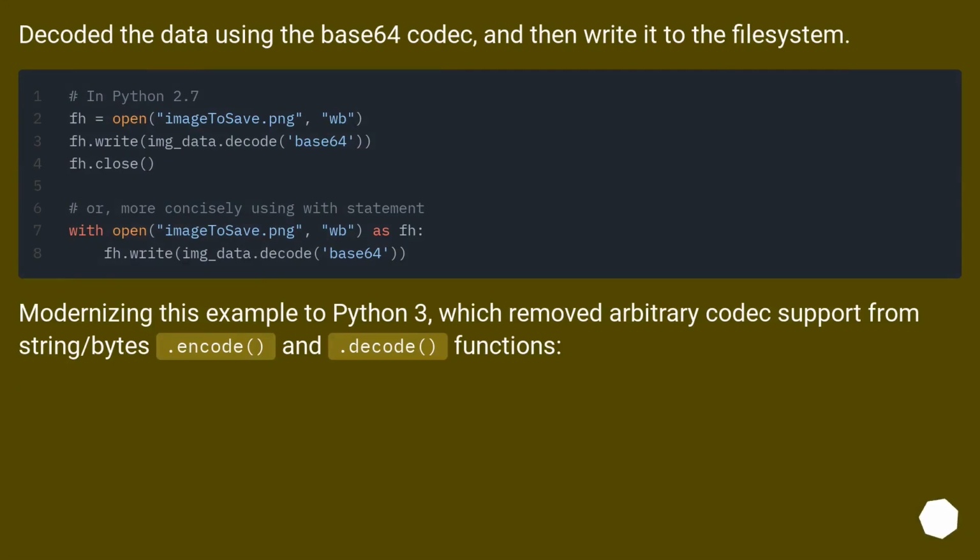Starting with Python 2, decode the data using the base64 codec, and then write it to the file system. Modernizing this example to Python 3, which removed arbitrary codec support from string/bytes .encode and .decode functions.